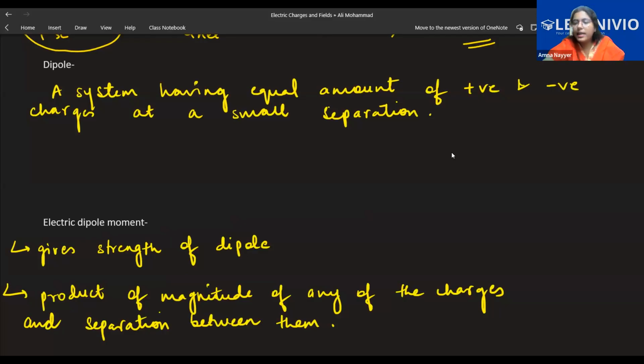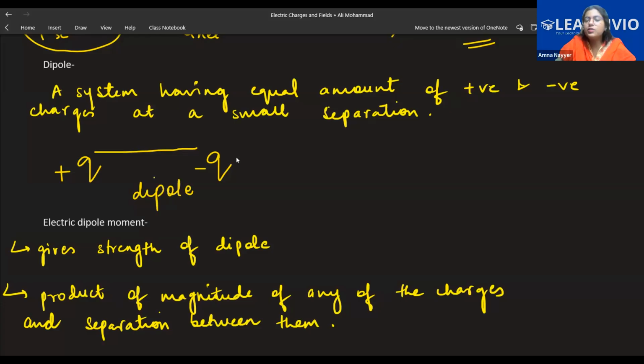Now, how to identify a dipole? Magnitude will be the same. If I take Q, the second charge has to be Q in magnitude. This is what is meant by a dipole. With one more condition, the signs have to be opposite. They can never be like charges, they always have to be unlike charges. If this is positive, this is negative, so it will always be plus Q and minus Q, separated by a distance. This is what forms a dipole.